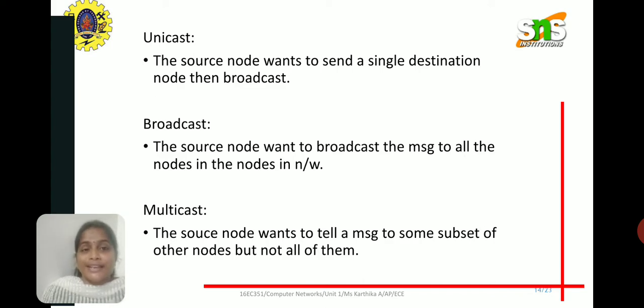Unicast is to send to a single destination node. Broadcast sends a message to all. And multicast sends a message to a particular set of users.